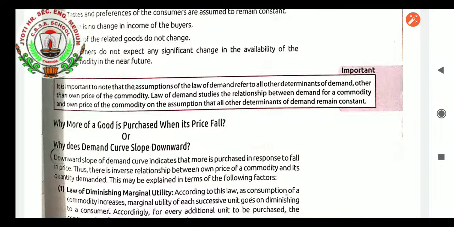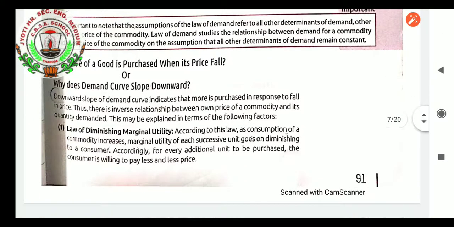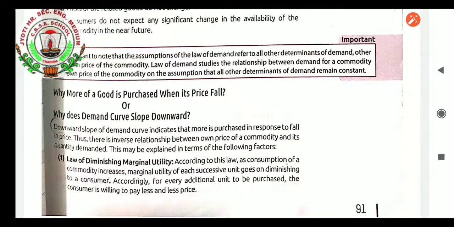Why is more of a good purchased when its price falls? Why does the demand curve slope downward? Why does the question arise like this? Because it is a general tendency of a consumer. They think that when the price falls, it is a good time to purchase more and keep in stock, because at any time the price can increase in the future. By seeing that, people purchase more, and when the price is falling, the demand for the good is increasing. It shows the law of demand, the inverse relationship. And when we draw the demand curve, it will be sloping downward.